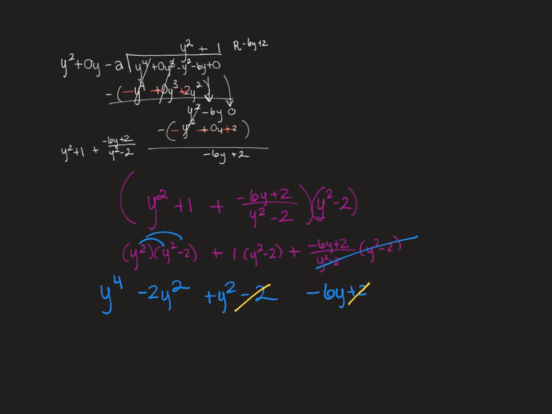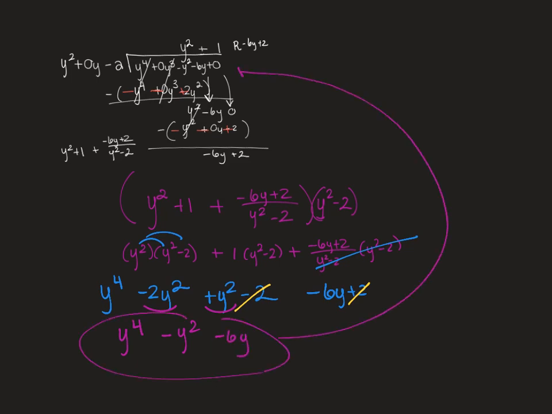So first things first, this 2 and this 2 are going to cancel off. And then I just get to rewrite my answer, y to the 4th minus y squared, because when you combine this one and this one, you get a negative y squared, and then minus my 6y. This is the same thing that I started with up here. So we did it right. Our answer was correct. So this answer right here was correct.